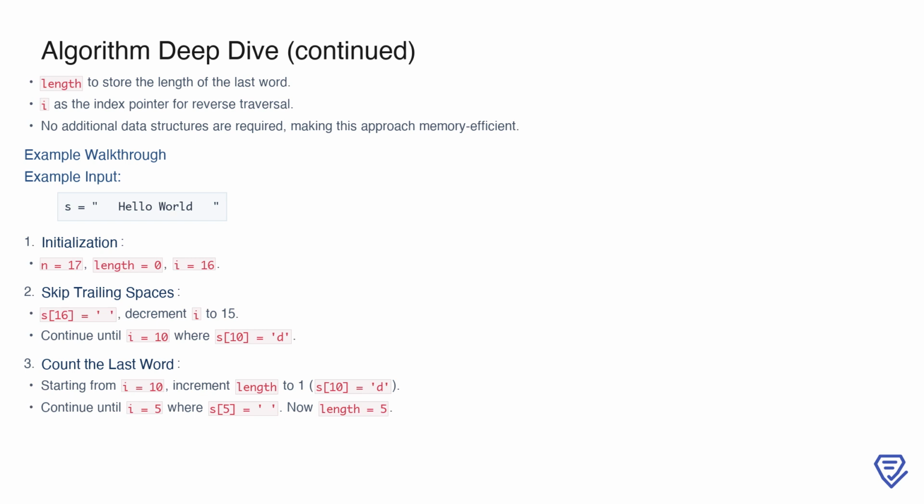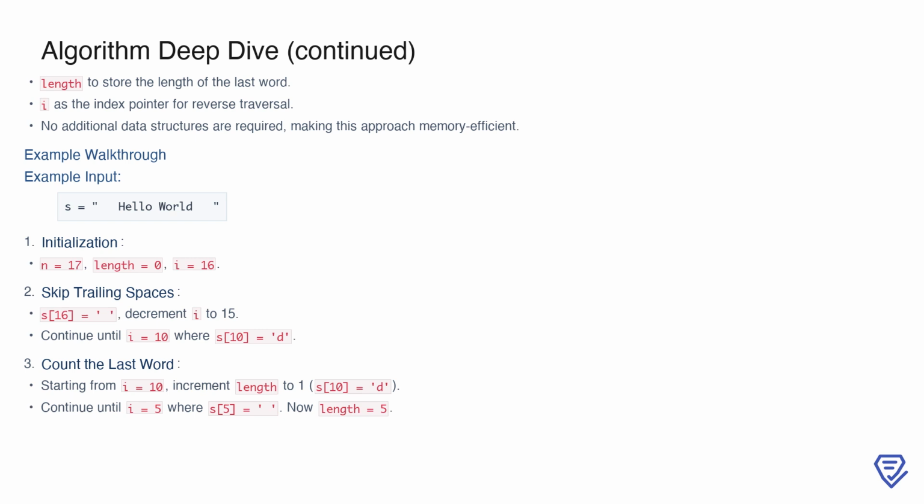In the next step, we skip the trailing spaces. At i equals 16, s[16] equals a space, so we decrement i to 15. We continue this process until i reaches 10, where s[10] equals the character d. Now, we're positioned at the last character of the last word.